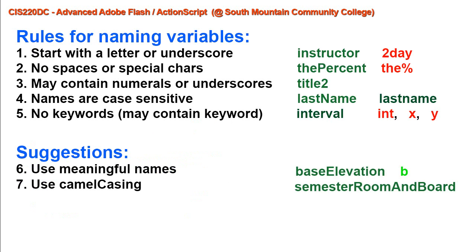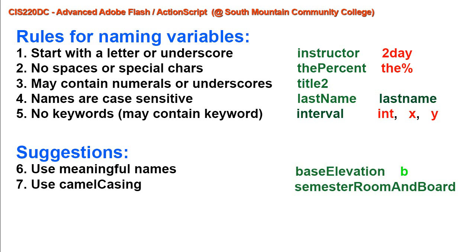There are some rules for naming variables. They have to start with a letter or an underscore. So the variable here that I have listed in red, today with the number 2, is not a valid variable name. It will give you an error. The Instructor would be okay.